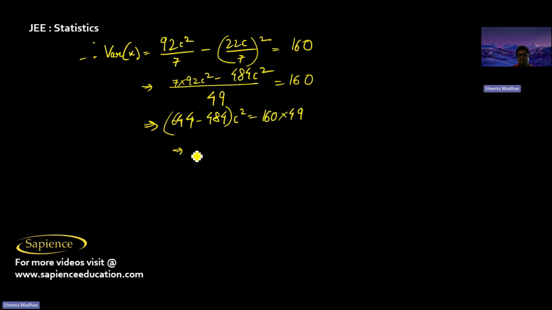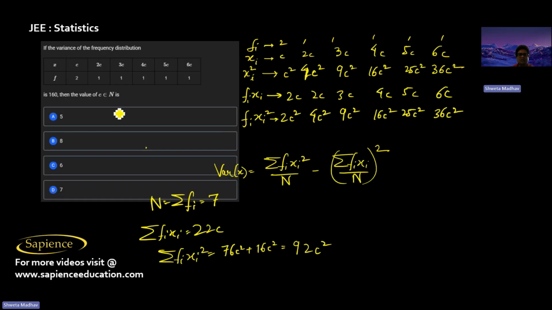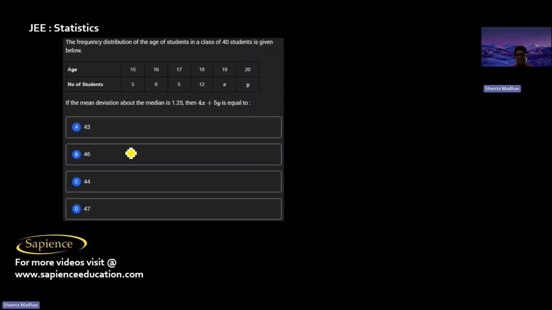Therefore C square will be equal to 160 into 49 divided by 160, since 644 minus 484 is 160. So 160 cancels, and C square equals 49. Therefore C will be plus or minus 7. But here it is told that C should be a natural number, so C should be 7. So option D is the correct answer.